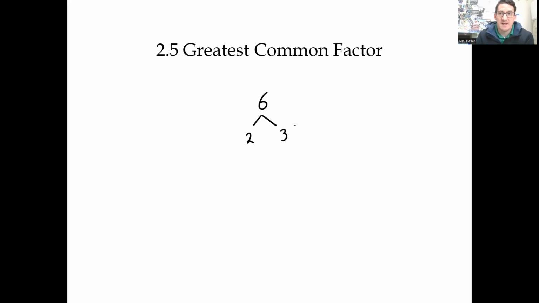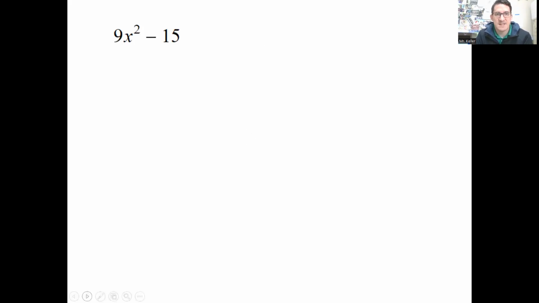We're going to be taking these quantities, in this case polynomials, what we learned about last lesson, and splitting them into two smaller quantities that multiply together to get the original. So let's look at our first example: 9x squared minus 15. To factor this, we're going to find what's called the greatest common factor. What is the largest thing that 9x squared and 15 have in common?